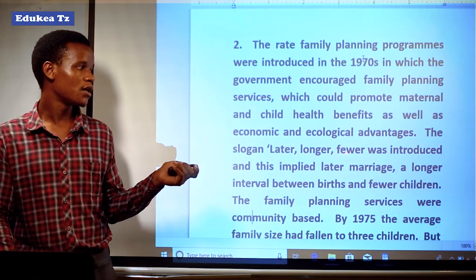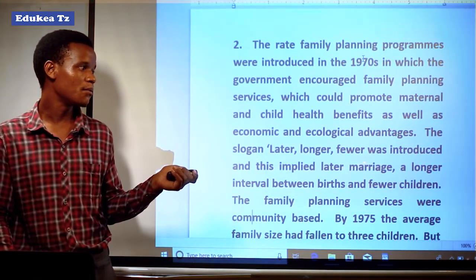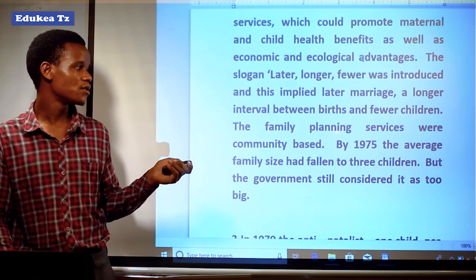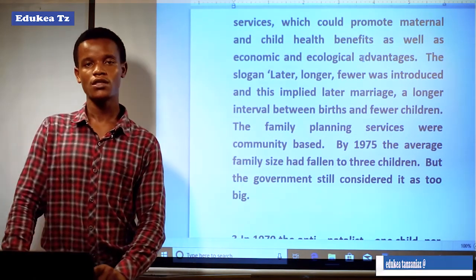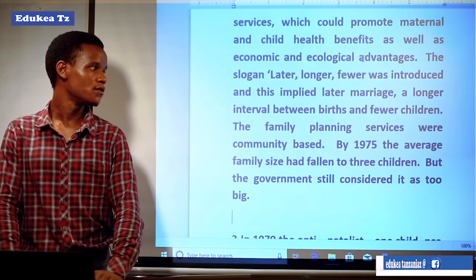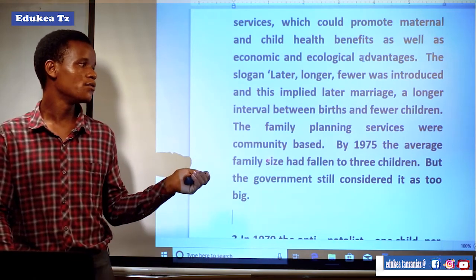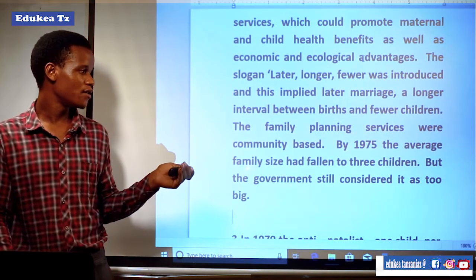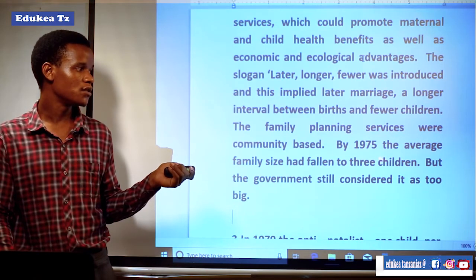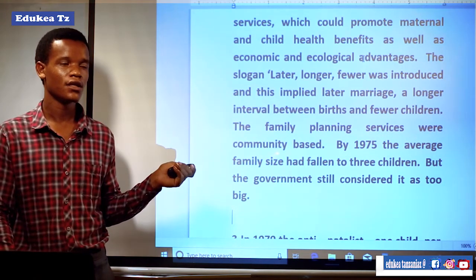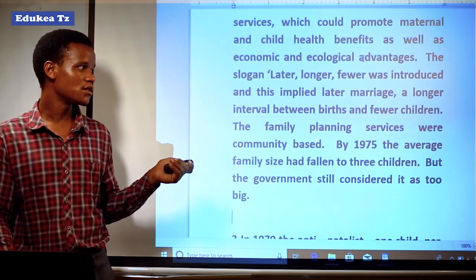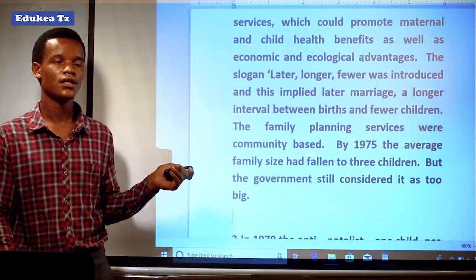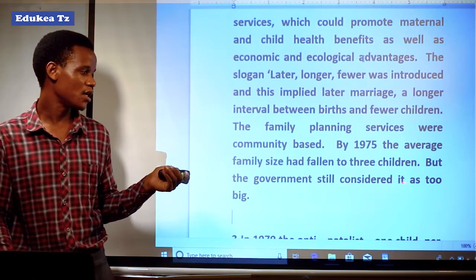The slogan "later, longer, fewer" was introduced, and this implies later marriage, a longer interval between births and fewer children. The family planning service was community-based. This kind of policy was based in the communities. By 1975, the average family size had fallen to 3 children, but the government still considered it as too big.